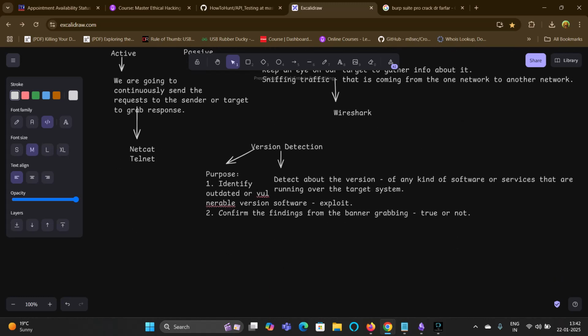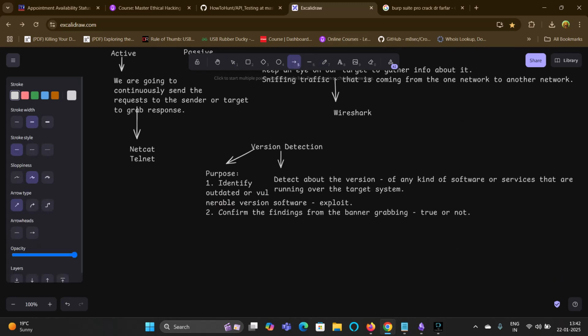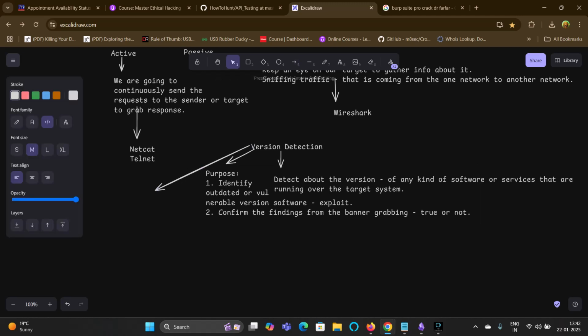Now, if we move on and discuss the tools which are needed for version detection, number one is, as usual, Nmap, guys, because Network Mapper is the best tool that can help you perform any kind of scanning, whether it is for version detection, TCP/UDP scans, or OS versions. You can find out anything from Nmap.